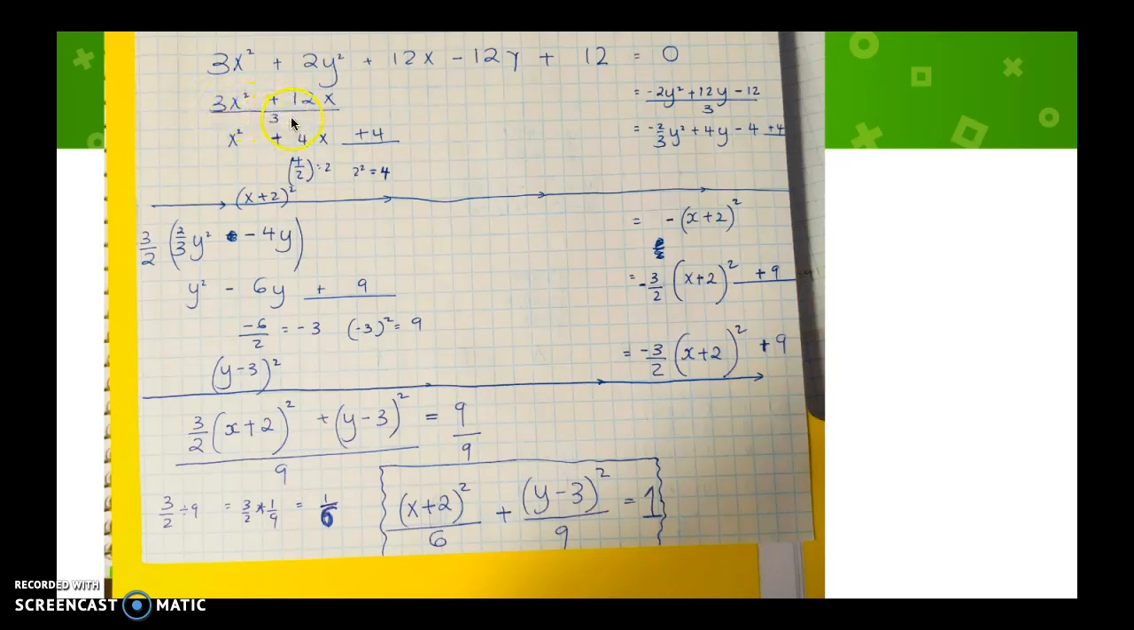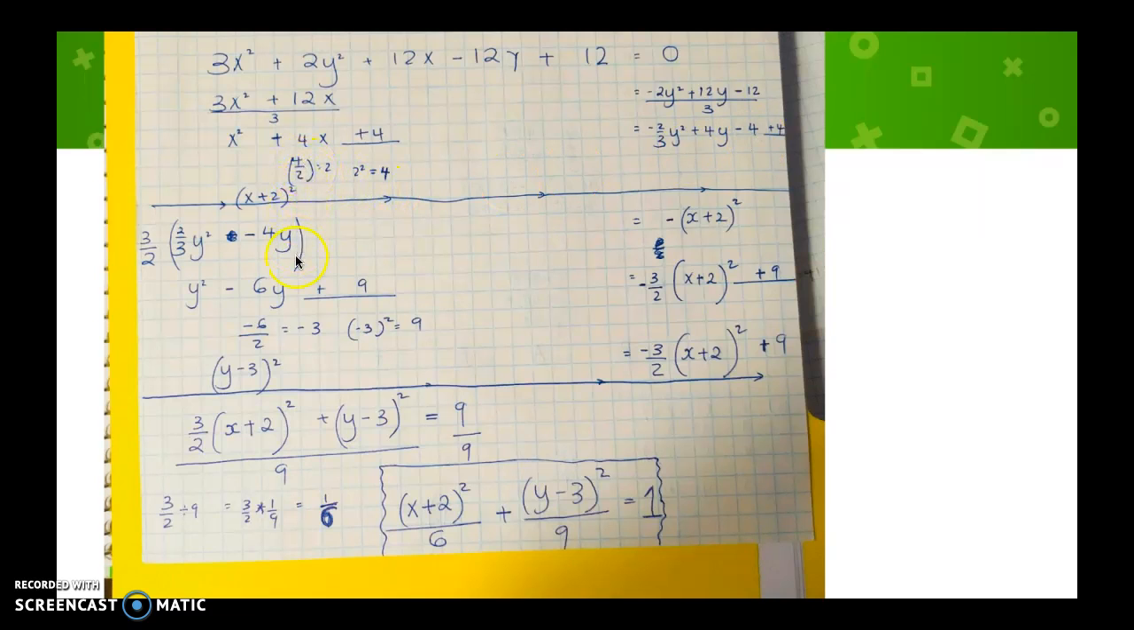I completed the square for the x's, but first I needed to get rid of this leading coefficient. That's why I divide by 3. Whatever I do on the left side, I have to do on the right side. And after that, I have x squared plus 4x. I complete the square, and I find that that's (x plus 2) squared. Notice I added a 4 and a 4. That was the step of completing the square for the x's.